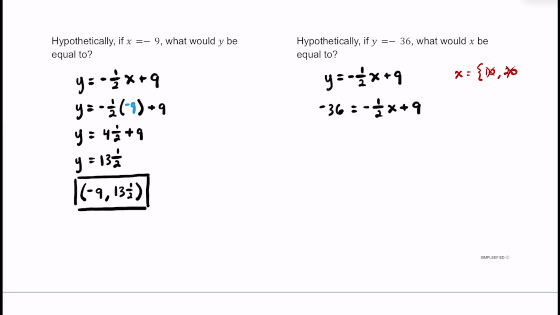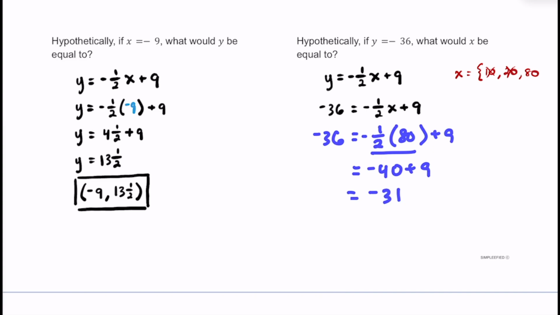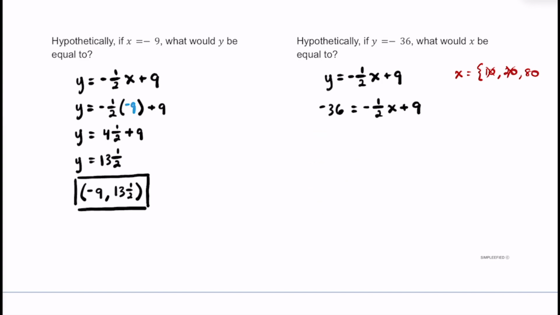But I guess the question is, does it help us get closer to the direction that we want to? I think it does. Because we got an answer that's closer to what we're looking for, which is negative 36. So let's try something even bigger, because we still have a ways to go here. Let's go with 80. If we plug in 80 here, it'll be negative 36 is equal to negative 1/2 of 80, and then plus 9. So half of 80 is 40. What's negative half of 80? That's going to be negative 40 plus 9. So negative 40 plus 9 is negative 31. Ooh, that's actually getting a lot closer to this negative 36, right? But it's still not equal, so we can't go with 80.